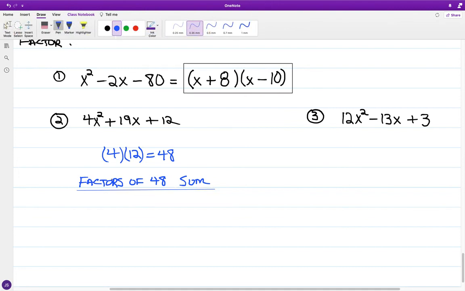Okay, so we start out with 4 and 12. And of course, 4 and 12 will add up to 16. So I'm looking for another combination, and we can say we have 16 and 3, or 3 and 16. Doesn't matter the order. 16 times 3 is 48. 16 plus 3 is 19.